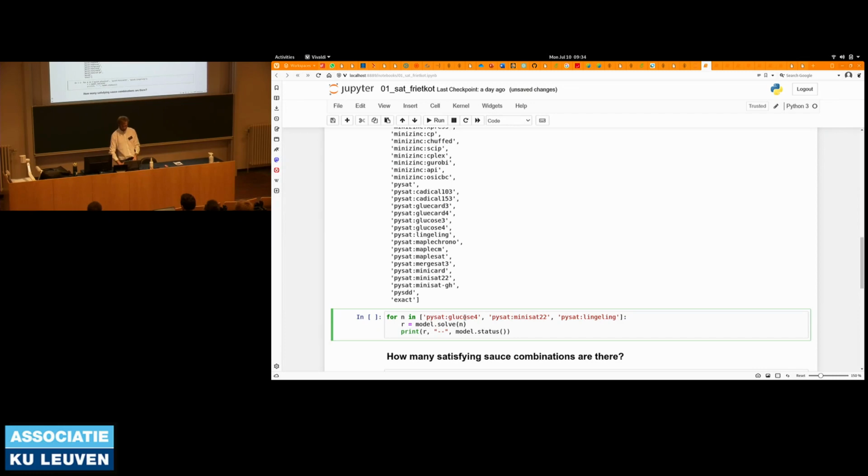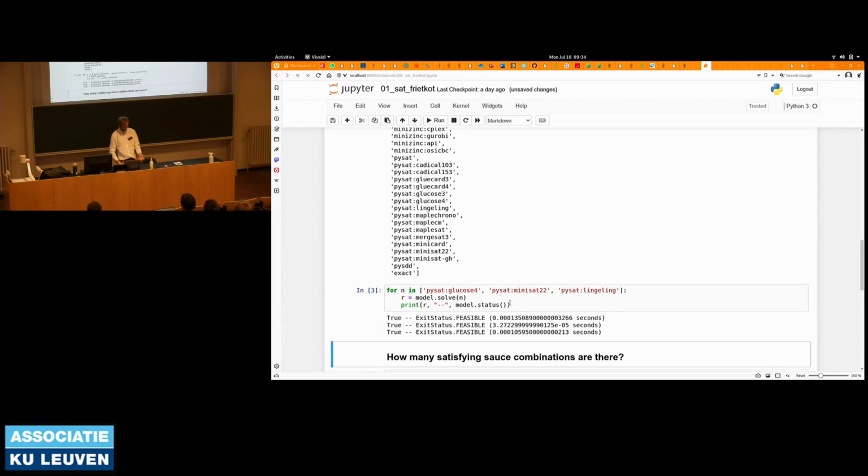So let's say that we want to try Glucose 4, MiniSat 2.2, and Lingeling. Well, we just iterate over those lists, and by giving the name to the solve command, that is the actual solver that will be used. Luckily, they all agree on the answer, and solving times are absolutely trivial.